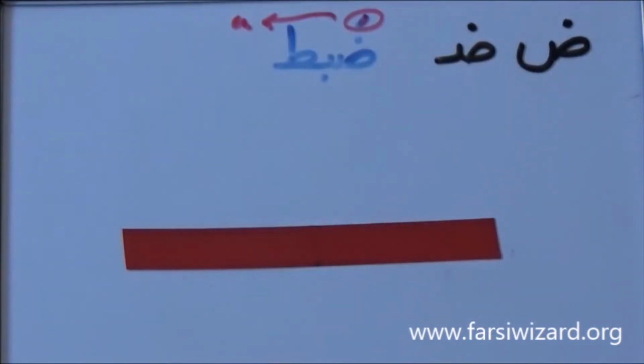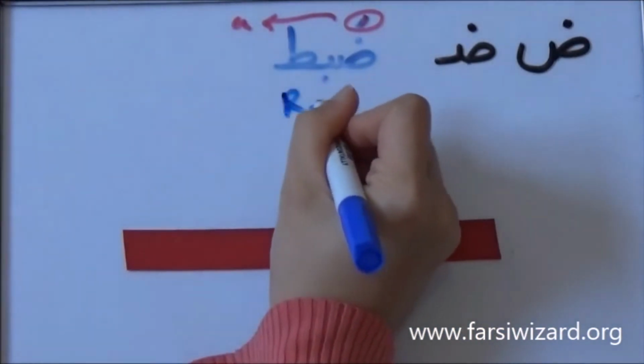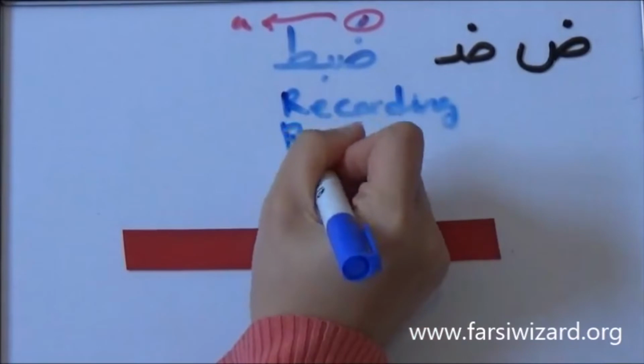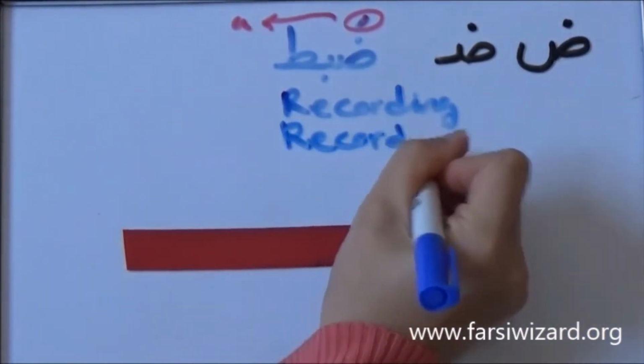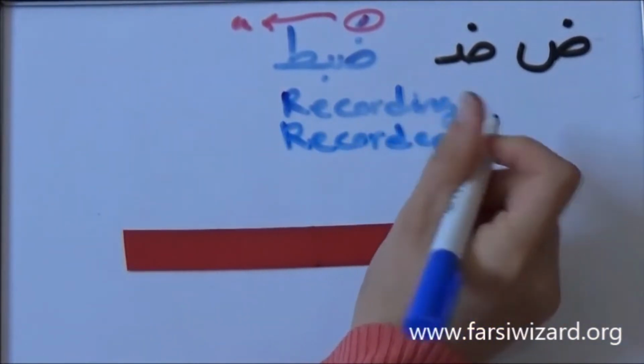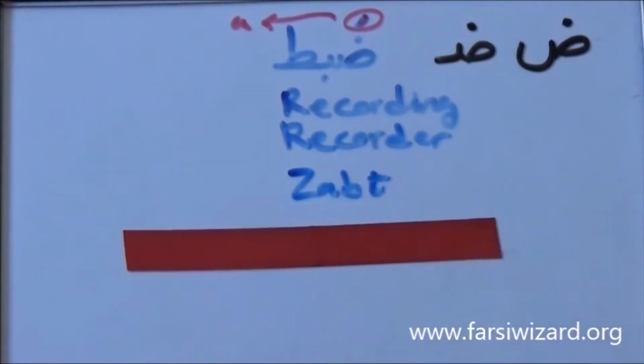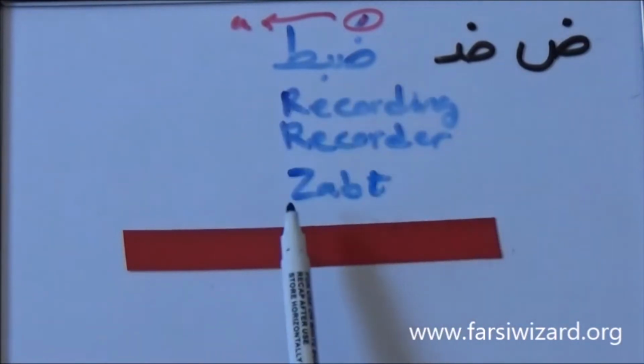Remember, the second letter here is Be. From the previous video, you can identify that. Now, zapt actually can refer to the action of recording something or to the device, the recorder, zapt. Now, you can see that the first letter Zad has appeared in the small form because it's at the beginning of a word. So the complete form usually appears at the end of a word.